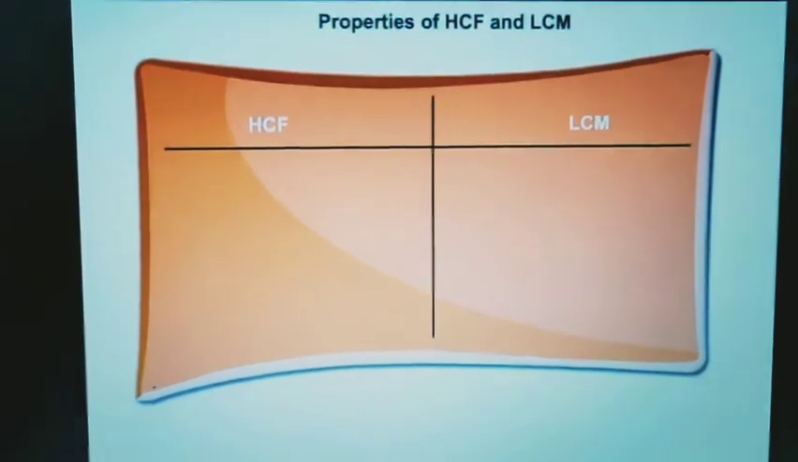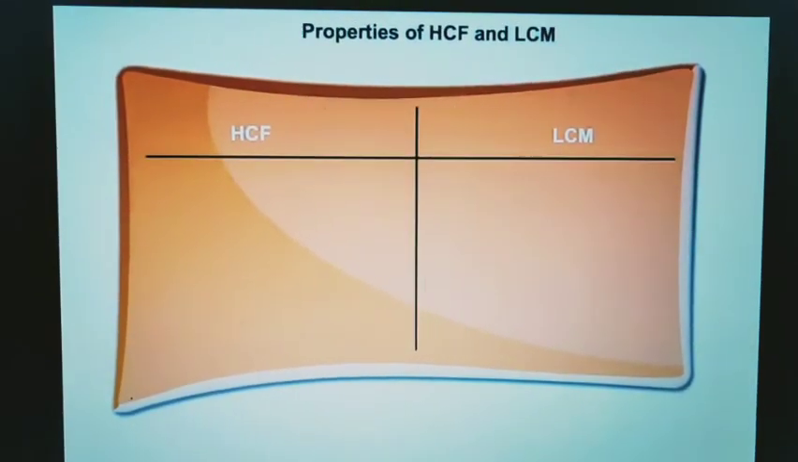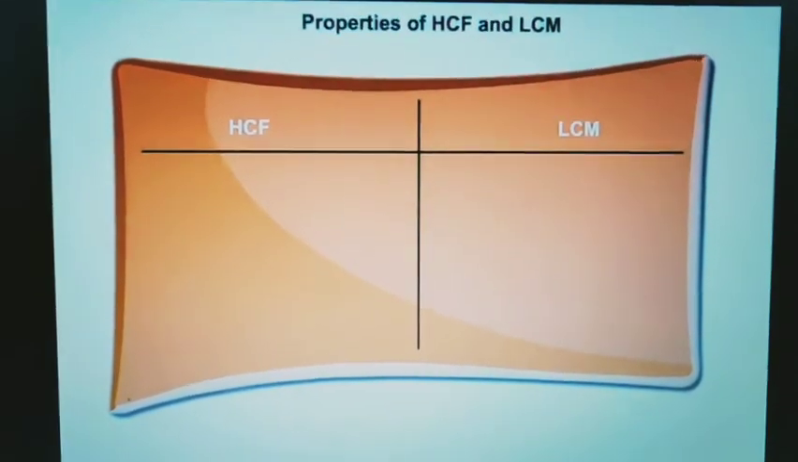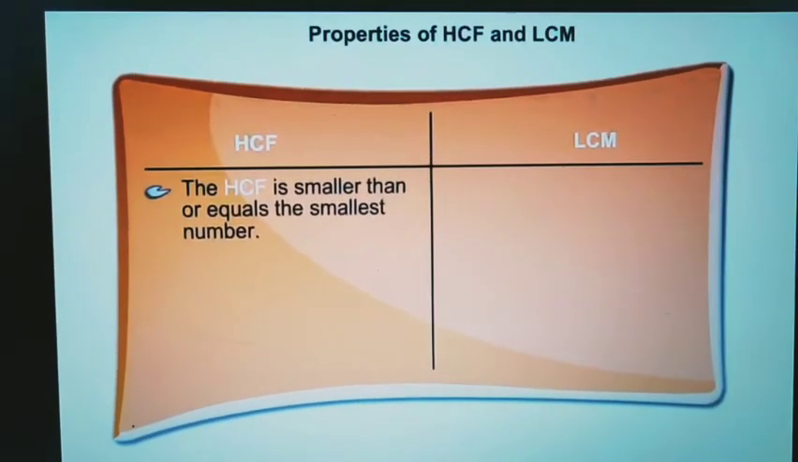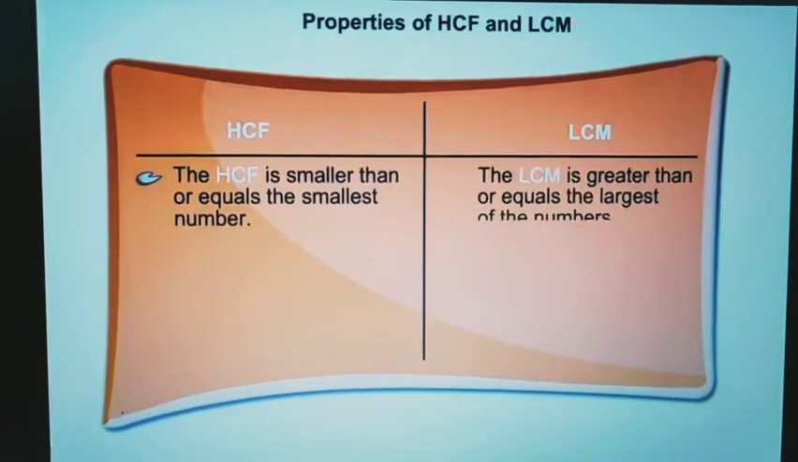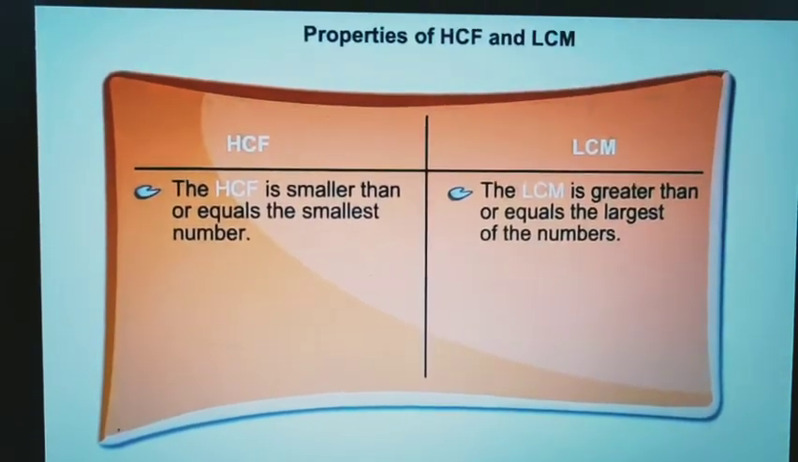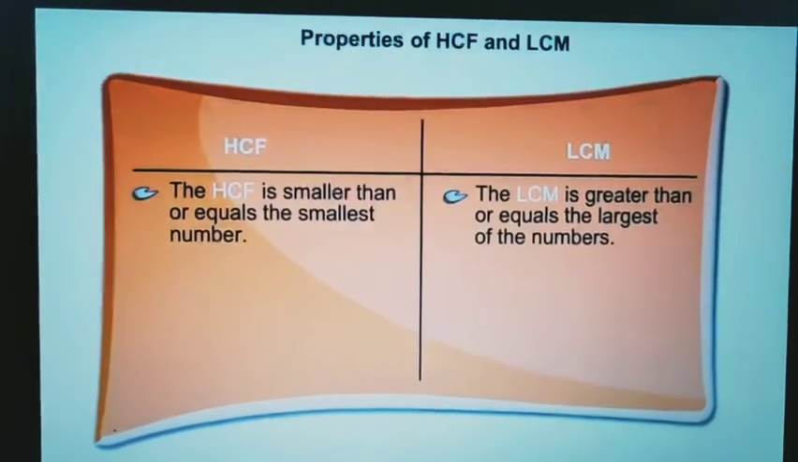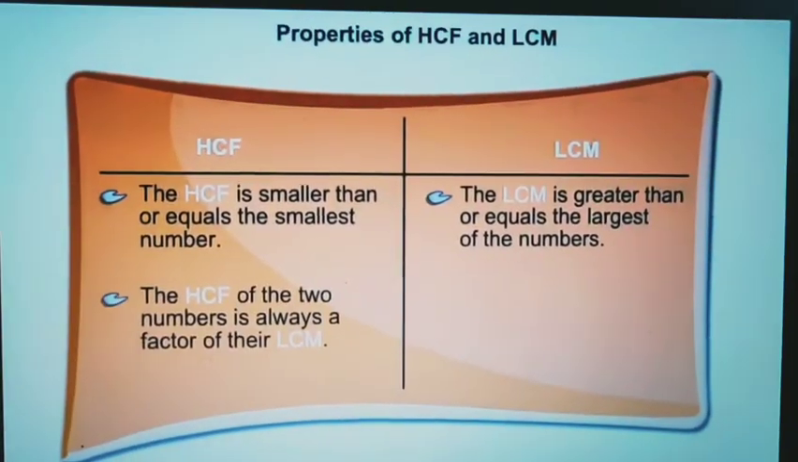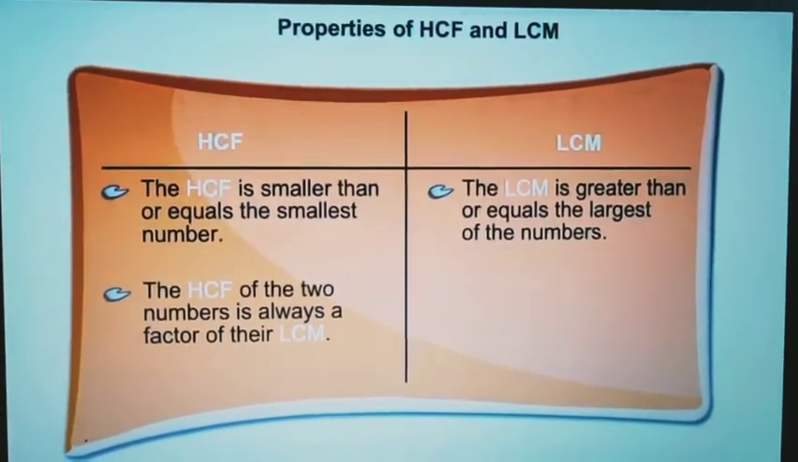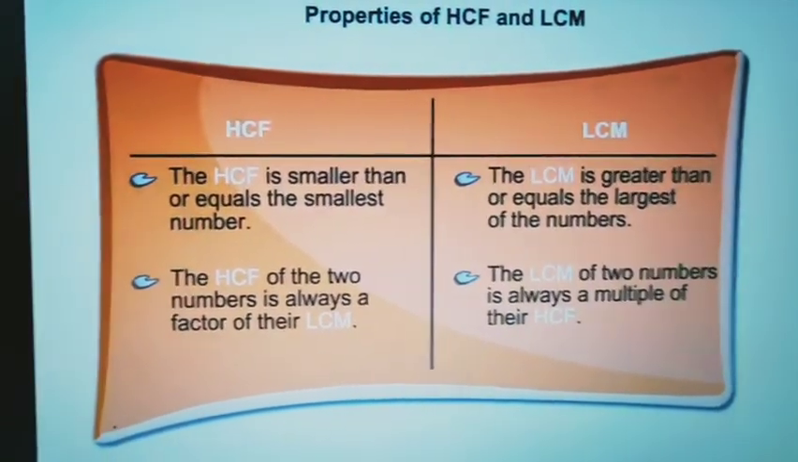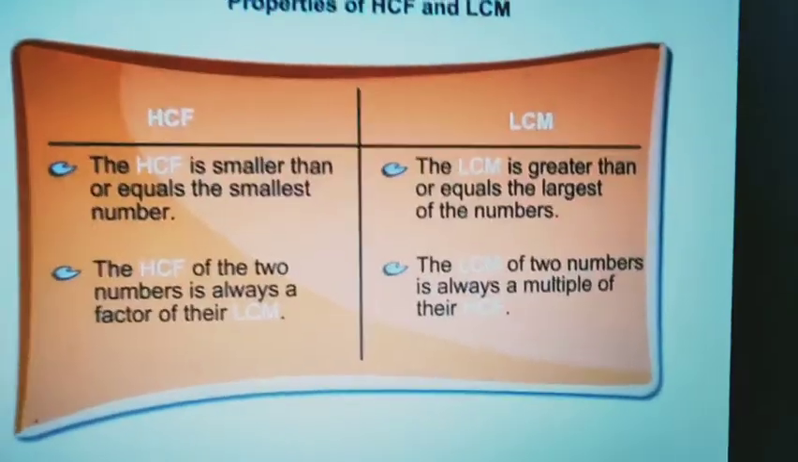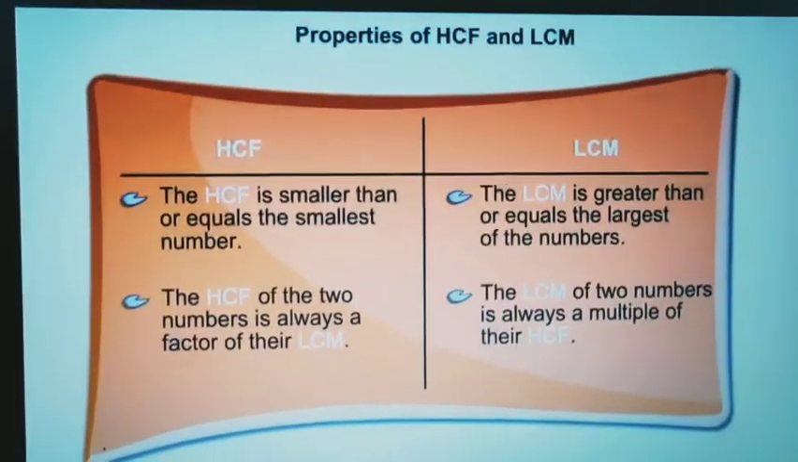Let's look at some of the properties of HCF and LCM, the highest common factor and the least common multiple. The HCF is smaller than or equal to the smallest number. The LCM is greater than or equal to the largest of the numbers. The HCF of two numbers is always a factor of their LCM. The LCM of two numbers is always a multiple of their HCF.